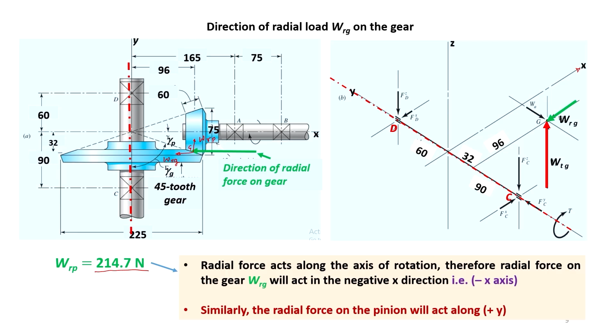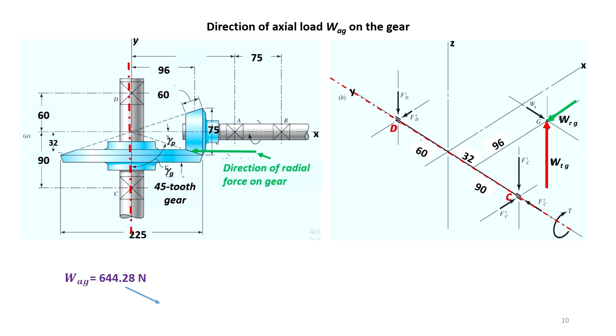Similarly, radial force on the pinion will act along the positive y direction. This is the direction of the radial force of the pinion. Now, the axial force. Axial force, the magnitude was determined as 644.28 Newton. Radial force on the pinion was acting in the positive y direction, as we have just determined.